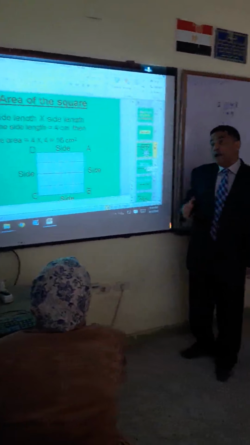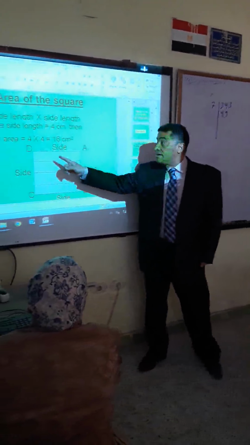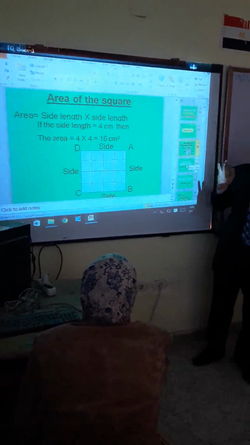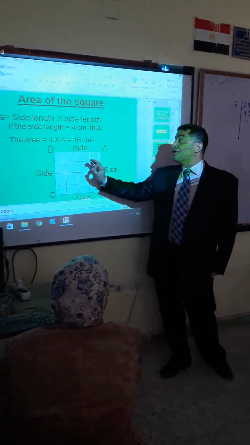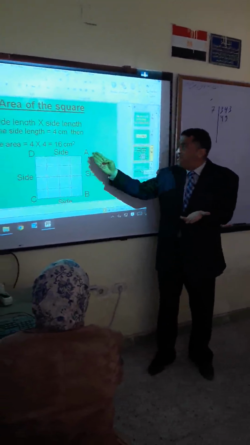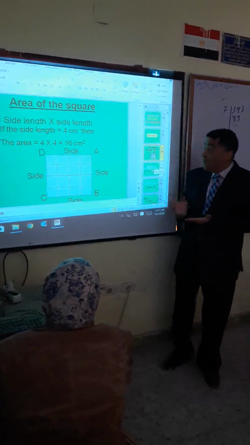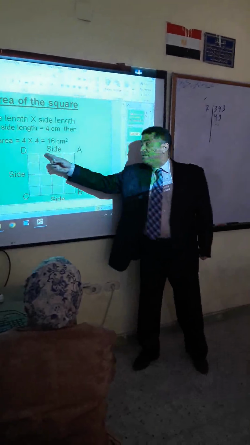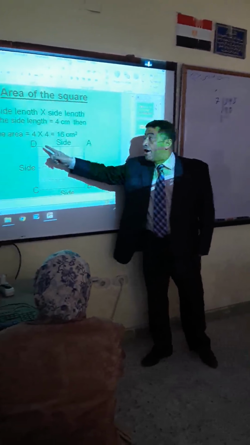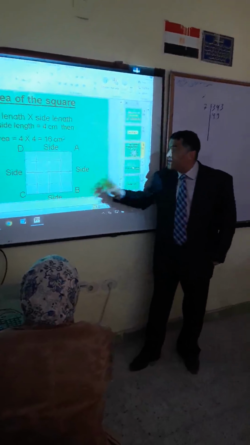Area of the square. We know that in the square all sides are equal in length. Then area of the square equals, the square is a parallelogram, base times height. But here the base is side and the height is side. Then area of the square equals side times side.